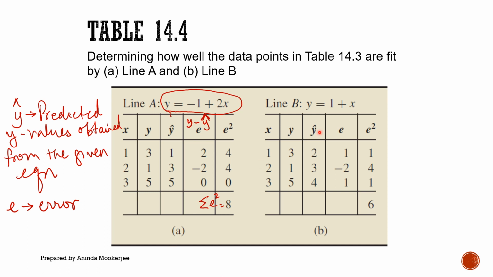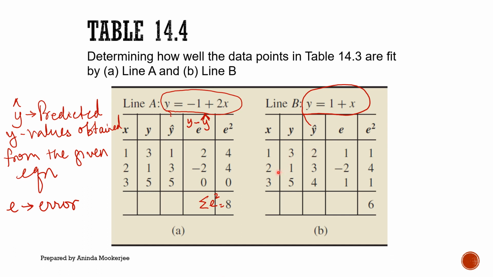We do the same thing with line B, whose equation is y equals 1 plus x. We first write all our x and y values in the first two columns. We obtain our y hat values, but this time we use this equation for line B. So we plug in 1 into x, and 1 plus 1 is 2, and that's how we got the 2.